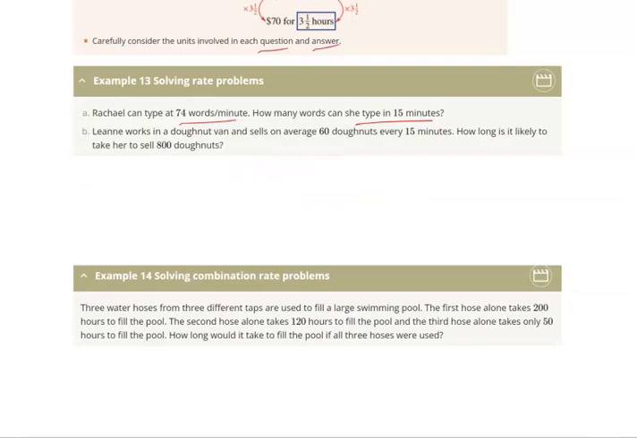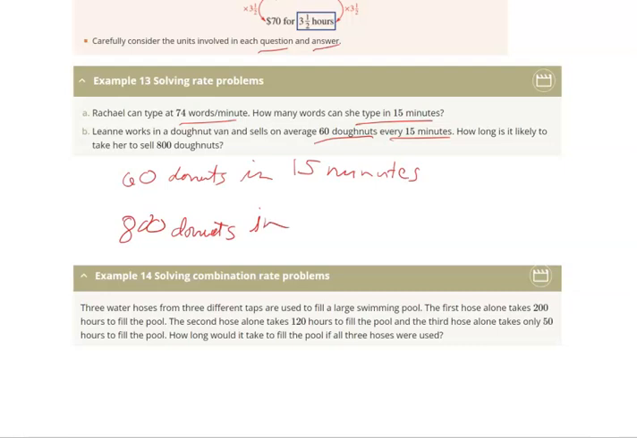Leanne works in a donut van. She sells 60 donuts on average every 15 minutes. So how long is it likely to take for her to sell 800 donuts? In how many minutes? We don't know. So with your calculator right now, can you please divide 800 by 60?